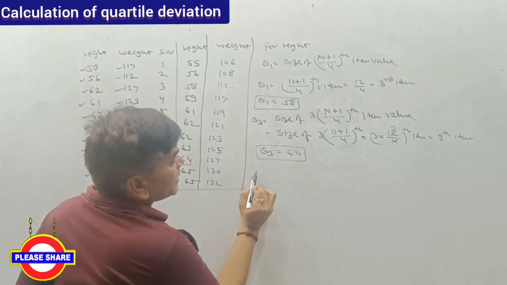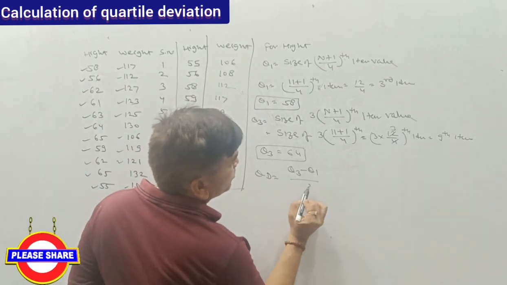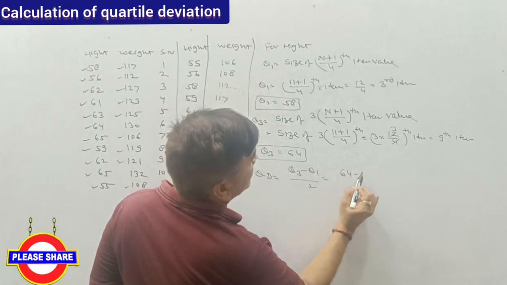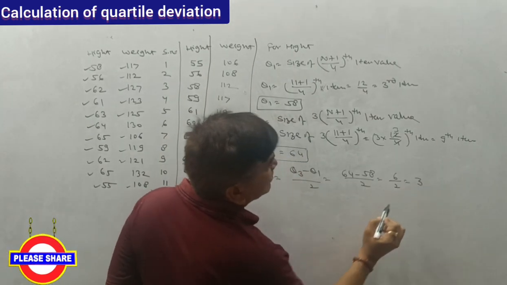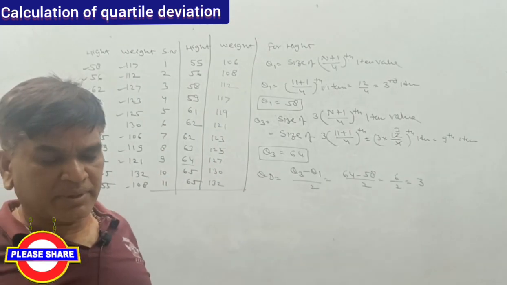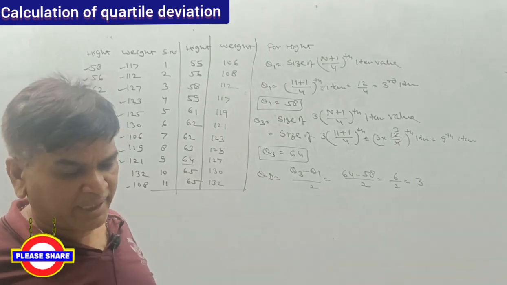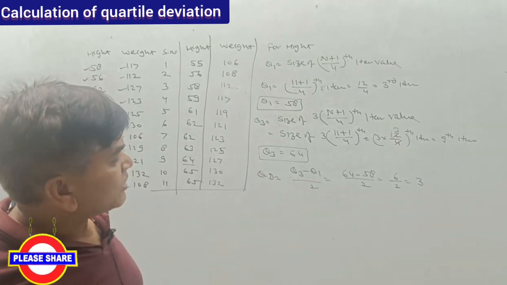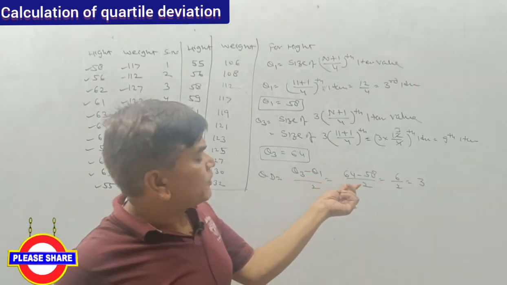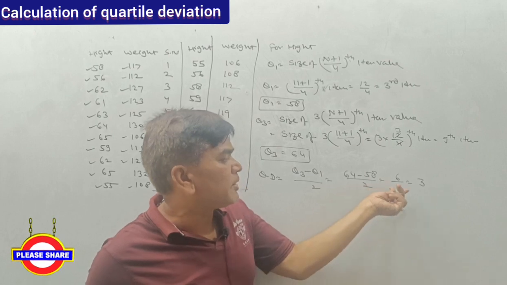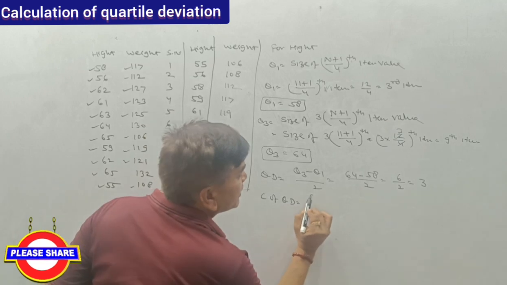Then the quartile deviation for the first item, that is Q3 minus Q1 upon 2, that is 64 minus 58 divided by 2, that is 6 by 2, that is 3. So the value of the first quartile deviation will be 3, because the first one is 64, the second one is 58.